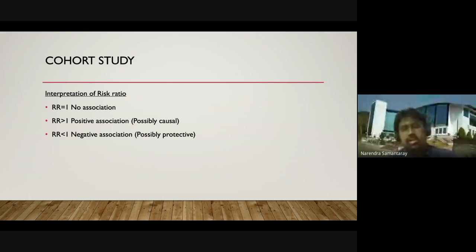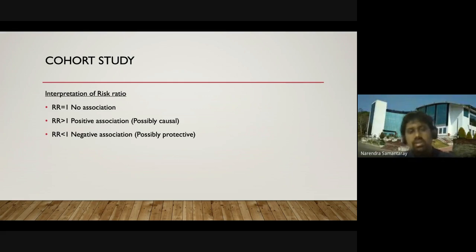Risk factor, as I told, if the result is 1, then it has no association. Exposure has no association with the outcome. If the risk ratio is more than 1, then that is possibly causal in nature. If it is less than 1, we can say that it is a protective factor, as per the calculation, as I told.